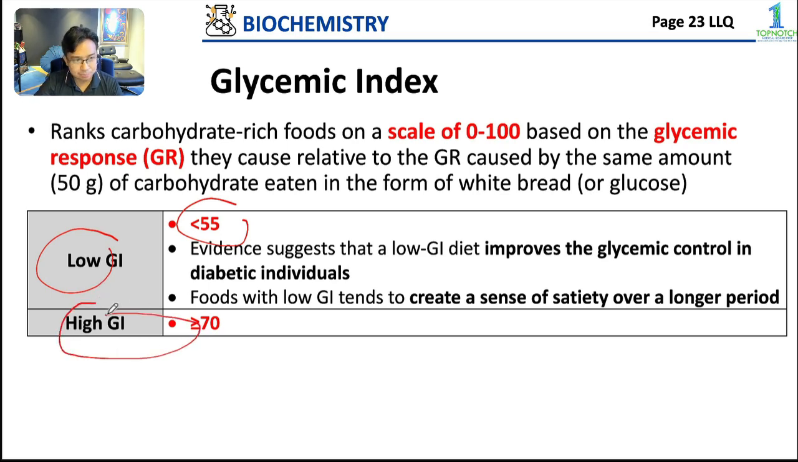While for a high GI diet, when they are more than 70, that's bad because it means they have a high glycemic response in the body. So, you prefer a diet having a low glycemic index.